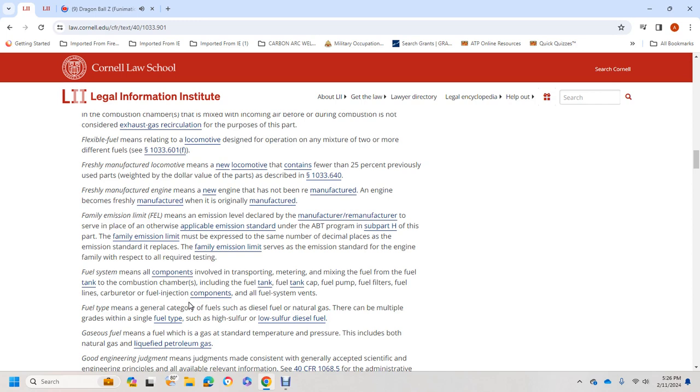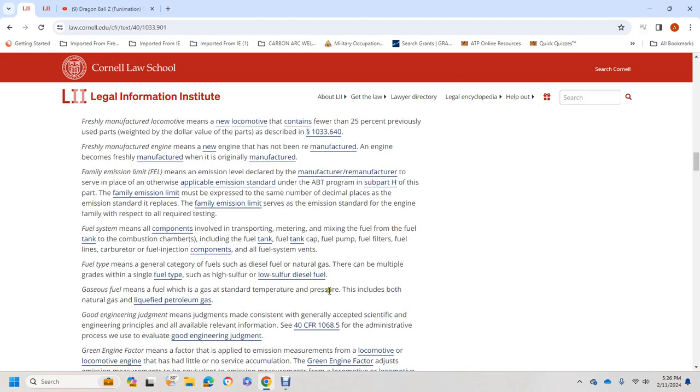Fuel system means all components involved with transporting, metering, and mixing fuel from the fuel tank through the combustion chamber. This would include the fuel tank, fuel tank cap, fuel pump, fuel filter, fuel lines, carburetor, or for fuel injection, the injection components, and all fuel vents. Fuel type means the general category of fuel, such as diesel fuel or natural gas. There can be multiple grades within a single fuel type, such as high sulfur and lower sulfur diesel. Gaseous fuel means a fuel that is a gas at standard temperature and pressure, and includes both natural gas and liquefied petroleum gas. Good engineering judgment means judgment consistent with generally accepted scientific and engineering principles and all available relevant information.